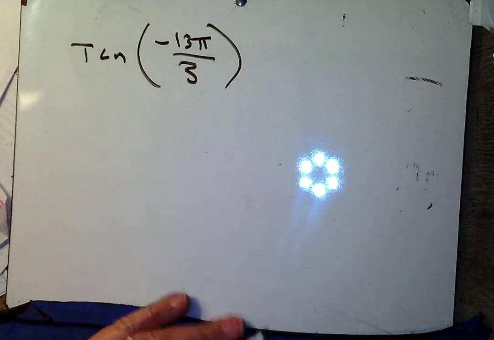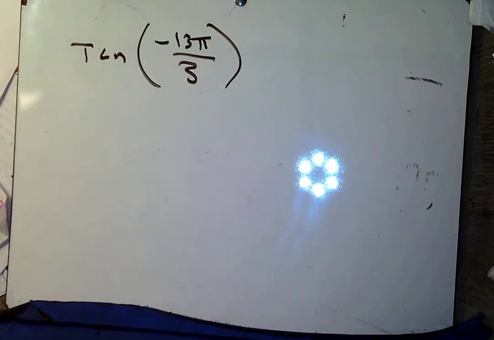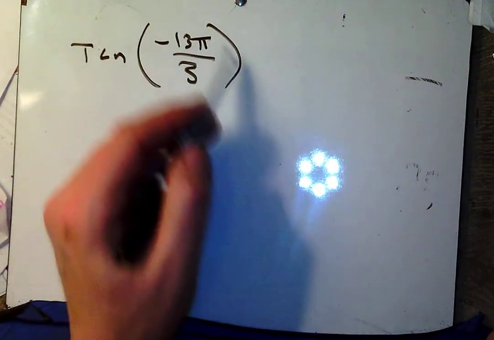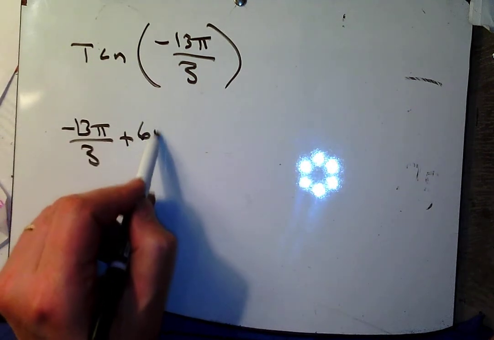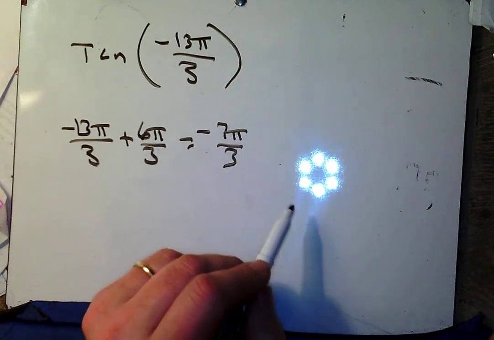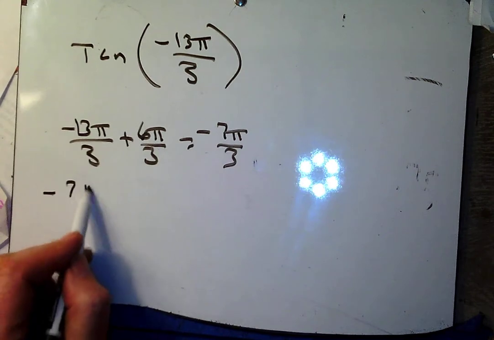What do you get? Give it a try. So I'm interested to know what method you used here. What did you do? How did you think about this? Because what I thought about was that's not on the unit circle. Negative 13 pi over 3 plus 6 pi over 3. That's negative 7 pi over 3. Still not on the unit circle. Let's add another 2 pi.